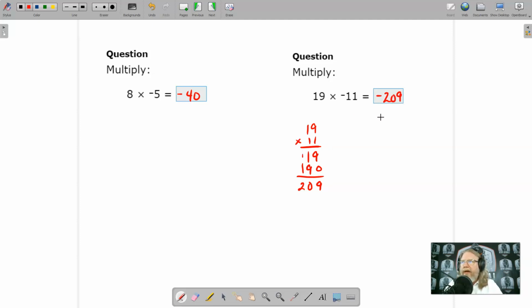Now, I could have done this mentally. I could have thought of 11 as 10 plus 1. And 19 times 10 is just 19 with a 0 on the end, right? And 19 times 1 is 19. Then 190, and think of 19 as 10 plus 9. So 190 plus 10 is 200. Now, go ahead and add the 9 on there, and that would be 209. So if I were to do that mentally, that would have been my thought process.